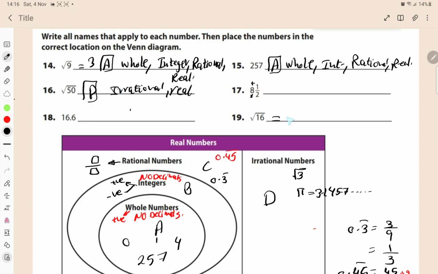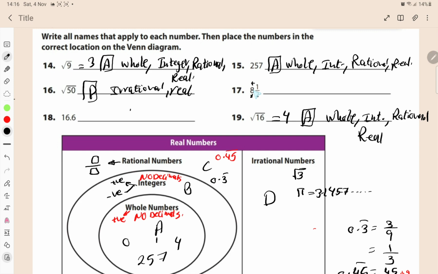Root 16 is 4, because 4 times 4 is 16. And 4 is positive, no decimal, so it's a whole number. Any whole is rational. Any whole is integer. Any integer is rational. And any rational is also real. Very good.